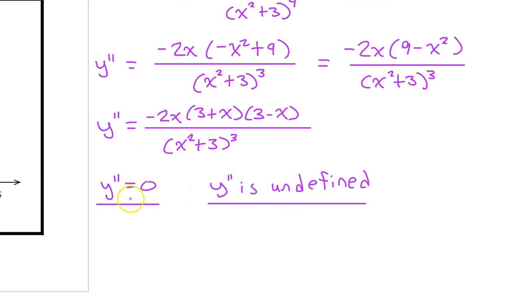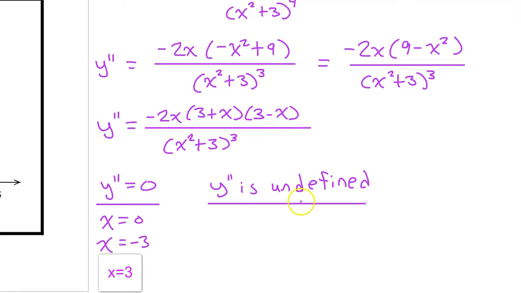Now it's time to find where y double prime is equal to 0 and where y double prime is undefined. A fraction will equal 0 where the numerator is equal to 0. And this numerator is equal to 0 at x equals 0 from the first factor, x equals negative 3 from the second factor, and x equals positive 3 from the third factor.